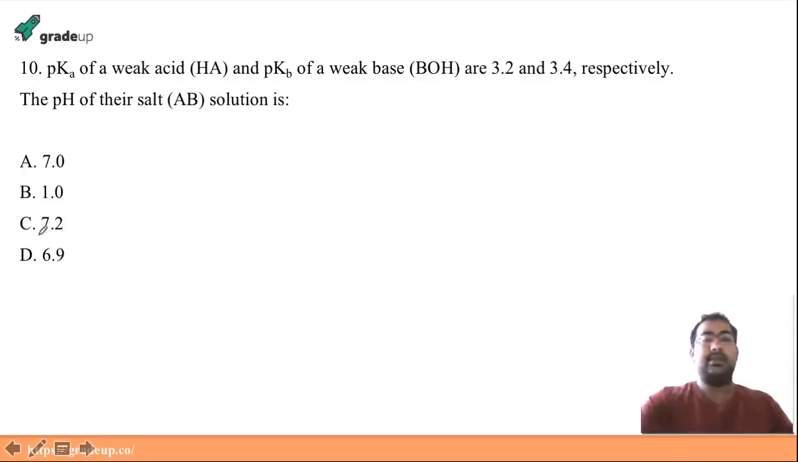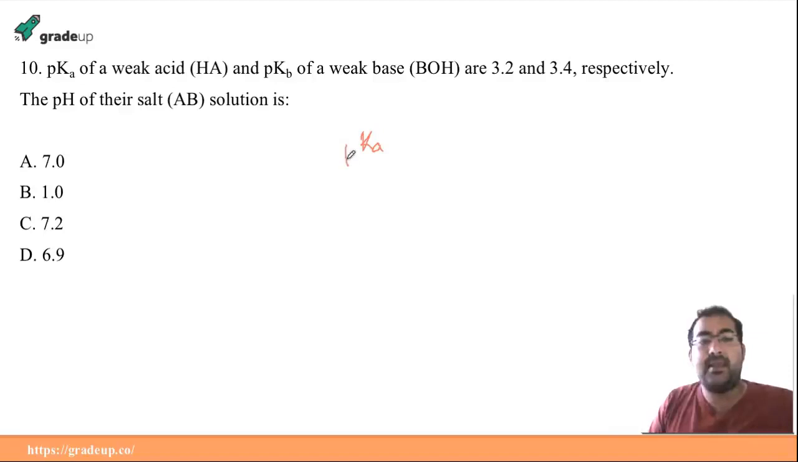Now, this is like the easiest question you can get from ionic equilibrium. I don't know how they found this much easier question from ionic equilibrium. They usually ask a bit tougher questions. So, yeah, the pKa of a weak acid and pKb of a weak base, so both are a weak acid and a weak base respectively. So pKa is equal to 3.2, your pKb is equal to 3.4 respectively, obviously.